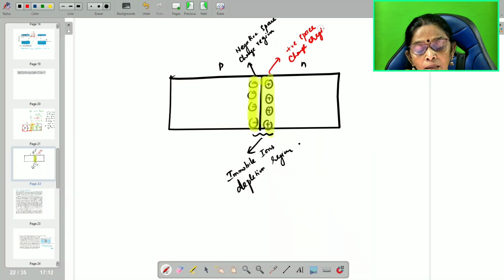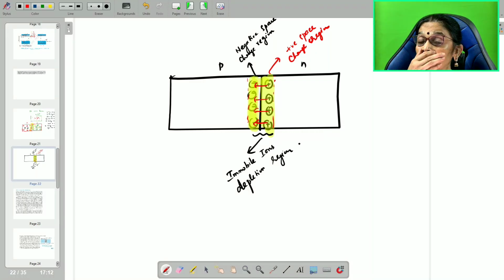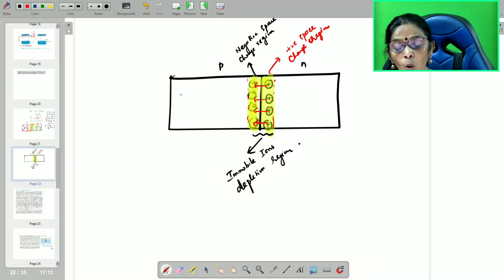Where is it created? Created near N side. These two regions create an electric field. Can you see here? These two regions, you cannot get it nullified, whereas it is creating an electric field. Since it is creating an electric field, already what happened?